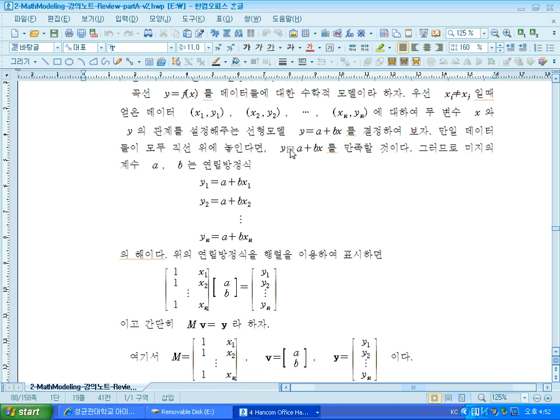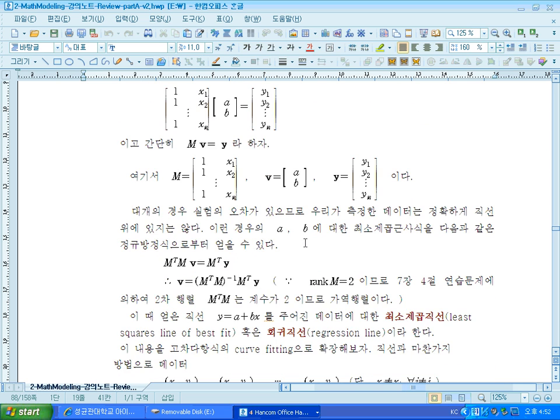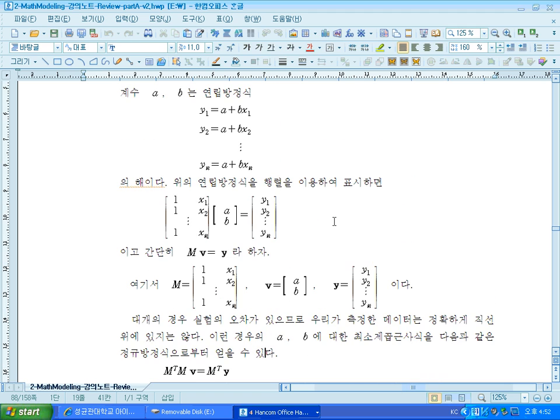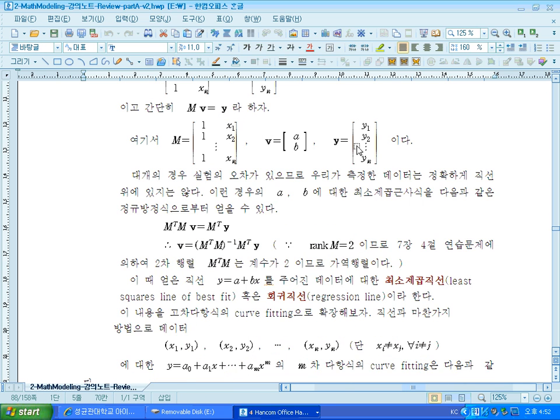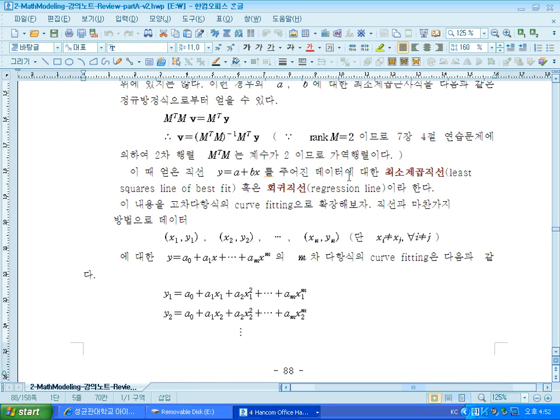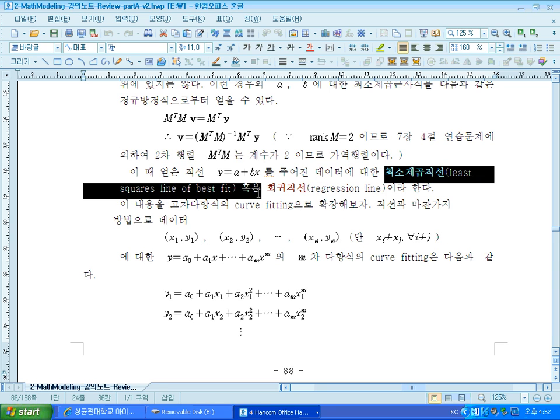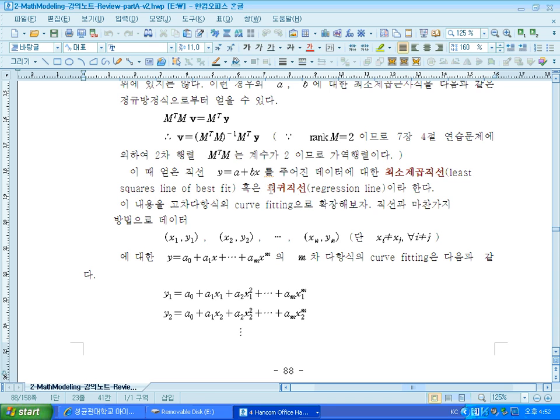What that means is we have y equals a plus bx, and the scalars a and b can be found in this way. That means we were able to find a linear equation that best fits these endpoints. Here we call this line a least squares line of best fit, or regression line, on those data.